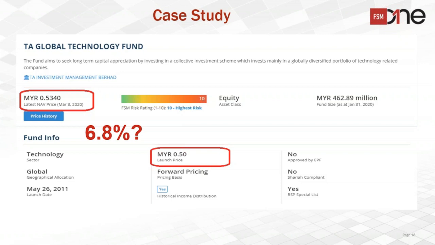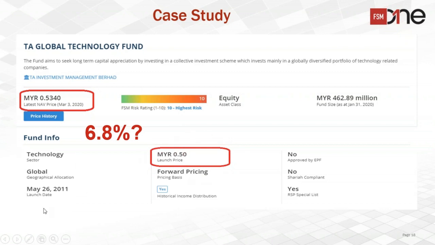So let us go through a case study to understand more. I take TA Global Technology Fund as an example. As I understand, a lot of investors are asking about this fund recently. You will notice that the latest NAV, which I captured when I was preparing the slide, is 0.534. You may refer to the fund info. The launch date of this fund is May 26, 2011, which means it is almost 9 years from today. The launch price is actually 50 cents.